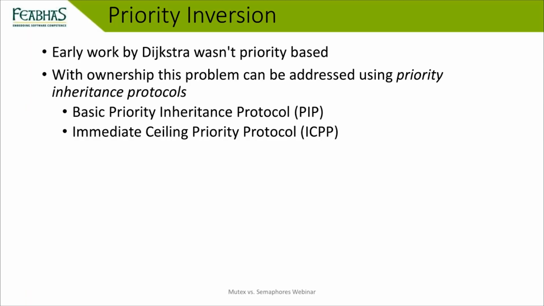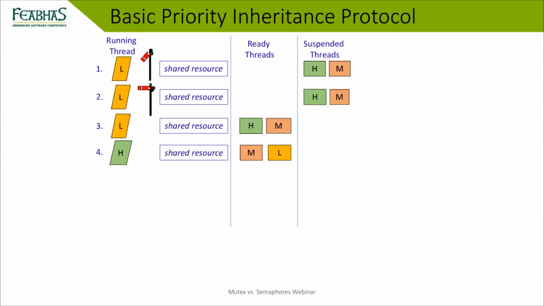So how does it work? If we go back to our model, it's a very simple model. Back to the situation before that, we've got to a position where we've got a locked resource with a low priority thread. We've got a high priority thread that has done the context switch. It's now trying to access the resource.